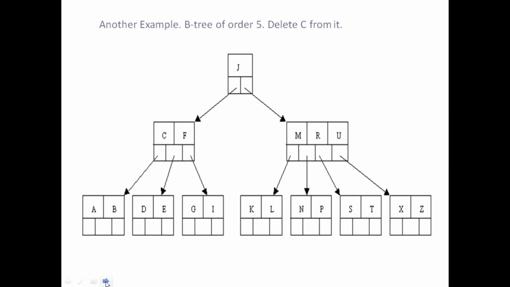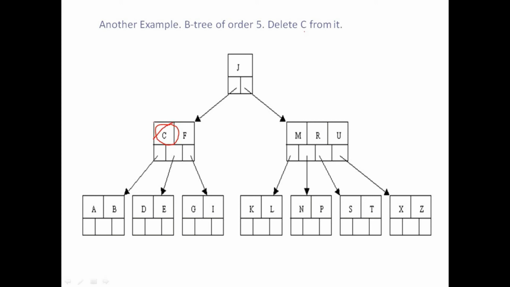So another example, B tree of order 5. This is the given B tree and you have to delete C from it. So here it is the non-leaf, deletion of non-leaf.